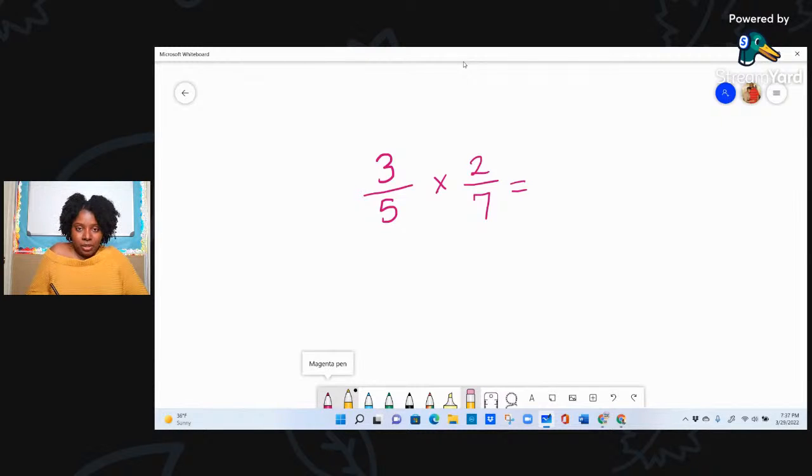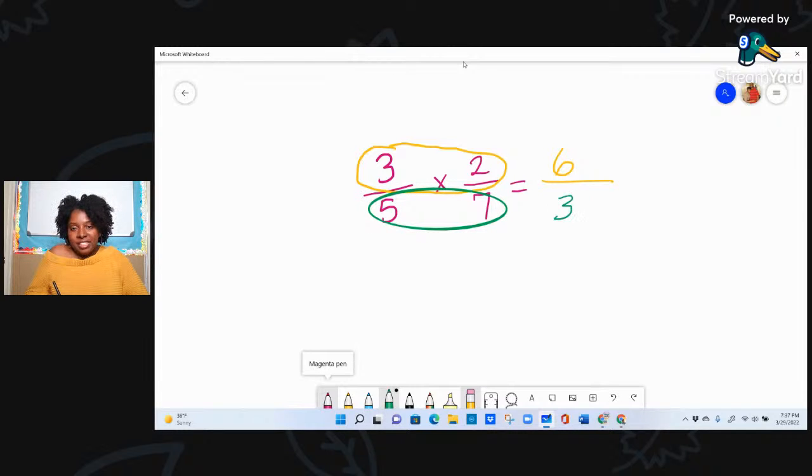So once again, we're going to go straight across. 3 times 2 is 6. 5 times 7, switch colors, multiply denominators, is 35. Is there a number that can go into these? No, it's done. There's no other number, right? 5 and 7 go into 35, but 5 and 7 cannot go into 6.